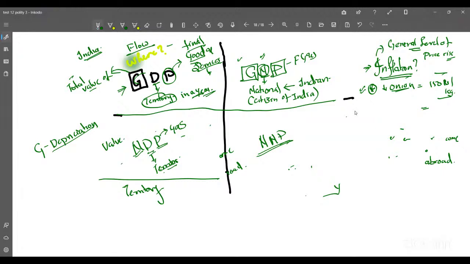Everything's value has to increase, that is, the monetary value has to increase. Then only we call it inflation. Inflation as a situation, the price of every product will increase.